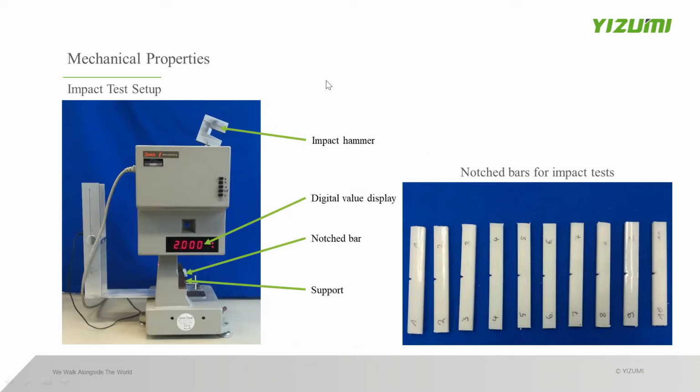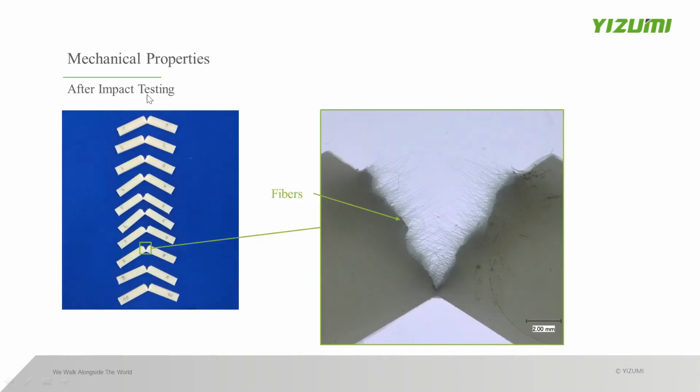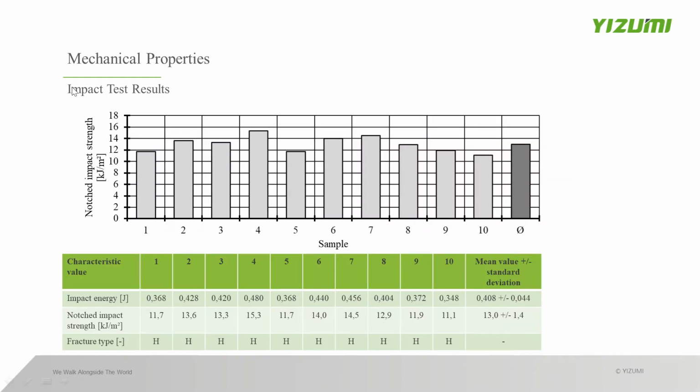And after the tensile test, we will do the impact test. What we usually do is use the notched bars for the impact test, because for the impact test we have a different machine. I just put one in here. After the impact test, we can also see the fiber in the broken parts. It's very clear in here. And we can get the impact test result like this table.